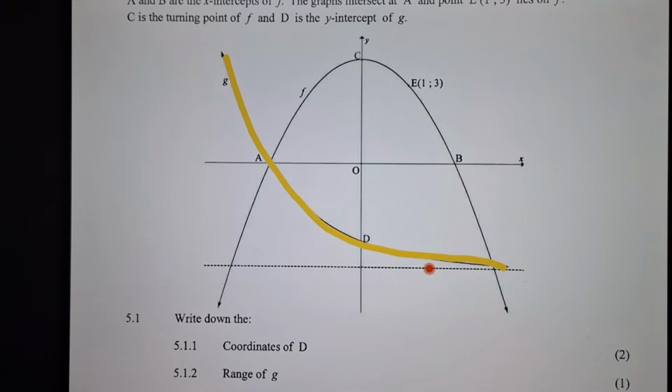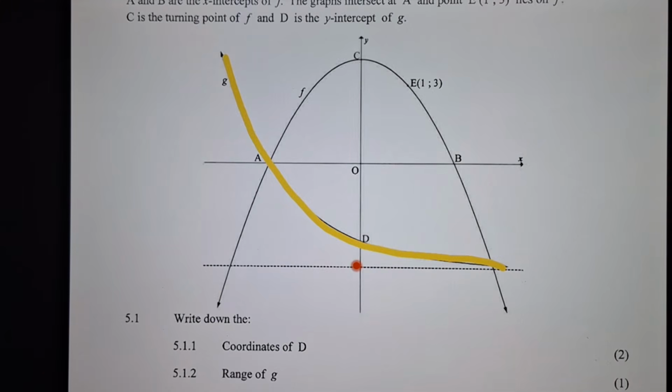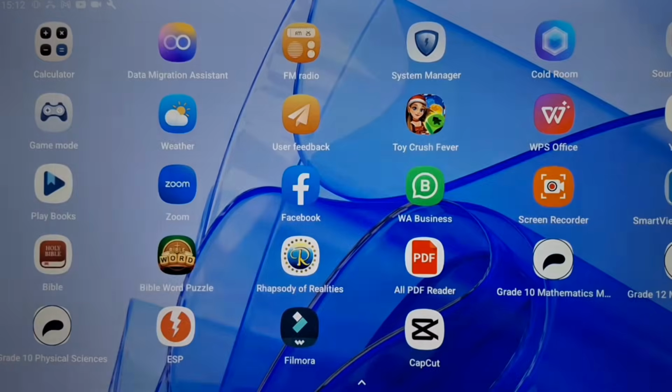First of all, for the asymptote, what is the point on the y-axis? What is the number that the asymptote passes? We need to know the equation of the asymptote. How are we going to know that? Okay, let's do it like this. I'm going to indicate that for you.